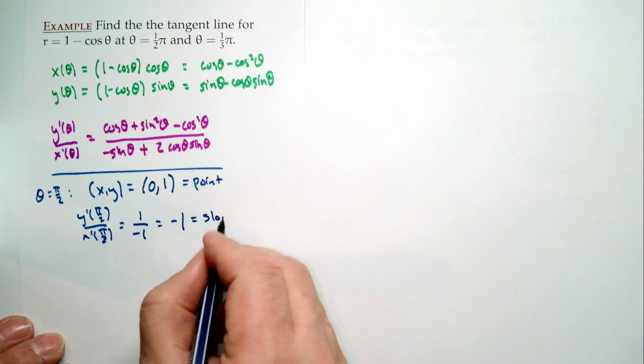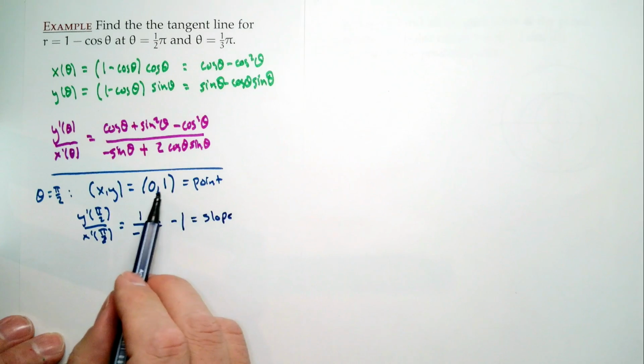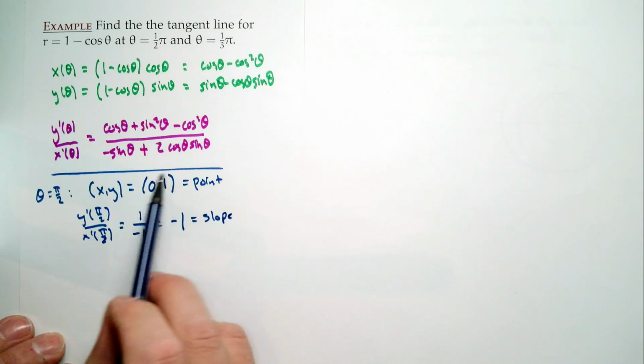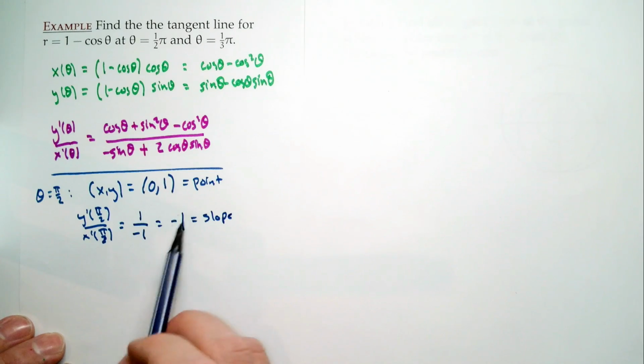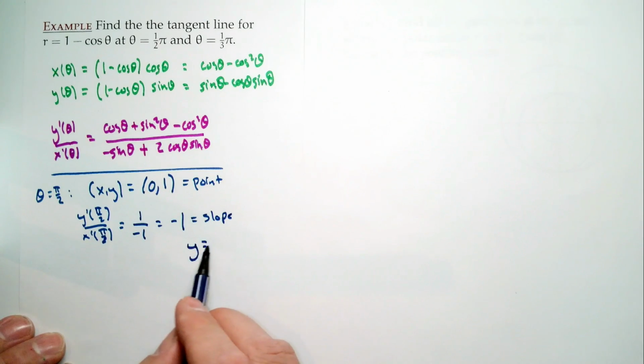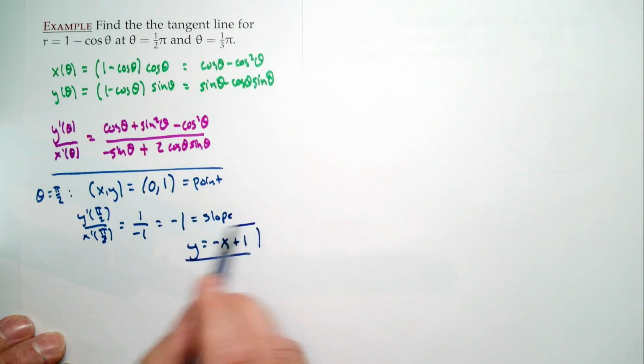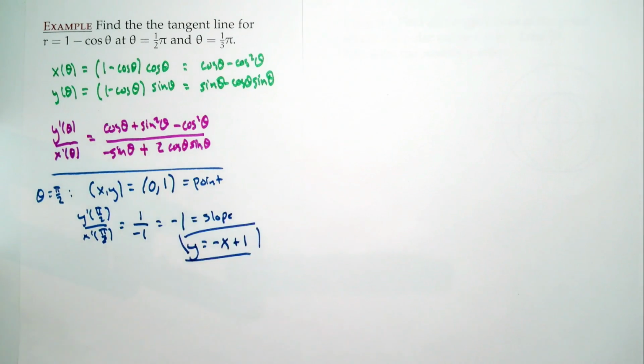So our point is 0, 1, our slope is negative 1. So actually, this is really nice. That says our y-intercept is at 1, and our slope is minus 1. So we get y equals minus x plus 1. So that's our line.